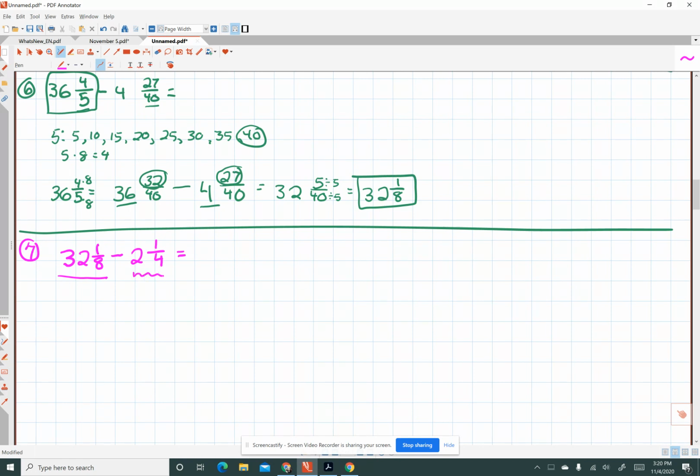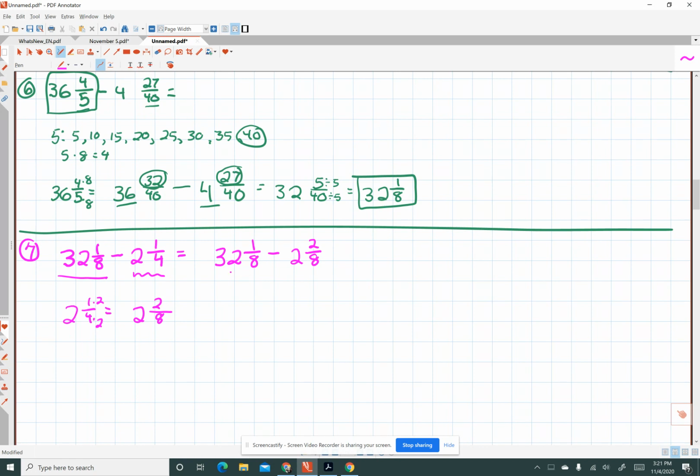So we're going to convert the 1/4. So 2 and 1/4. How many eighths will that be? Well, 4 times 2 is 8. 1 times 2 is 2. So we can rewrite this as 32 and 1/8 minus 2 and 2/8. Now, here's the problem. I can subtract 2 from 32, but I cannot subtract 2 from 1. Remember, this second number is smaller than the first number, so we must end up with a positive number.